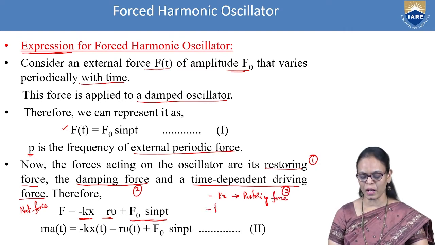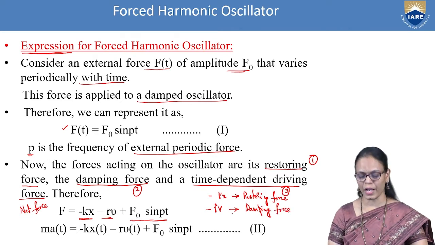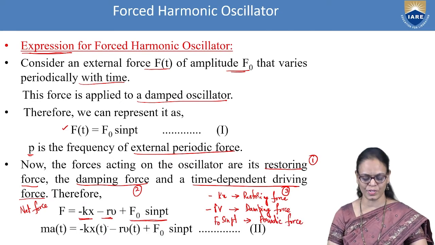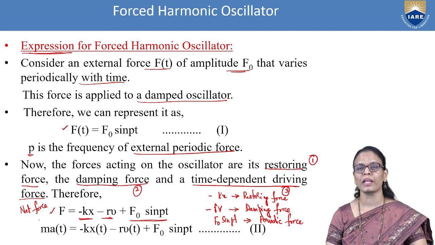And minus gamma v represents the damping force. And F naught sine pt is the periodic force that we are applying. So we have taken all three into consideration and we have written the equation.